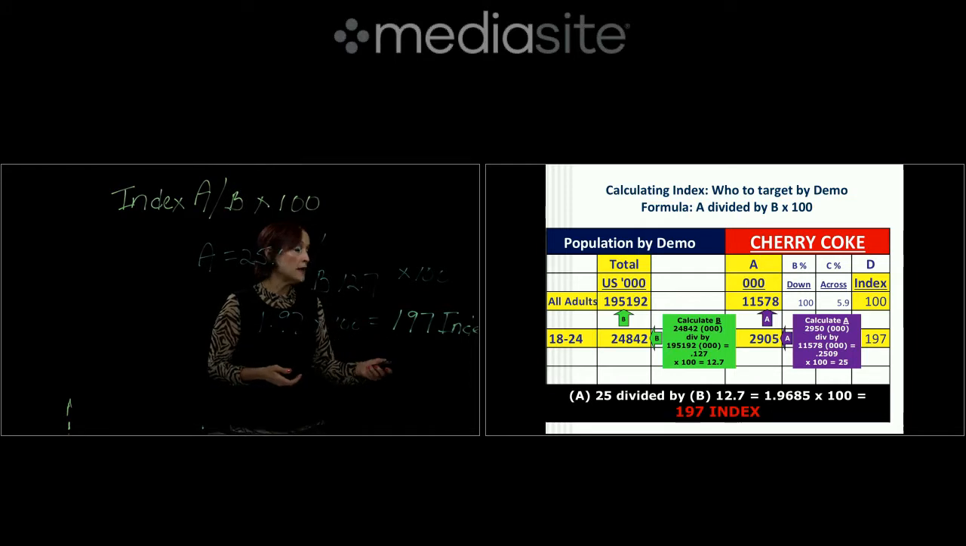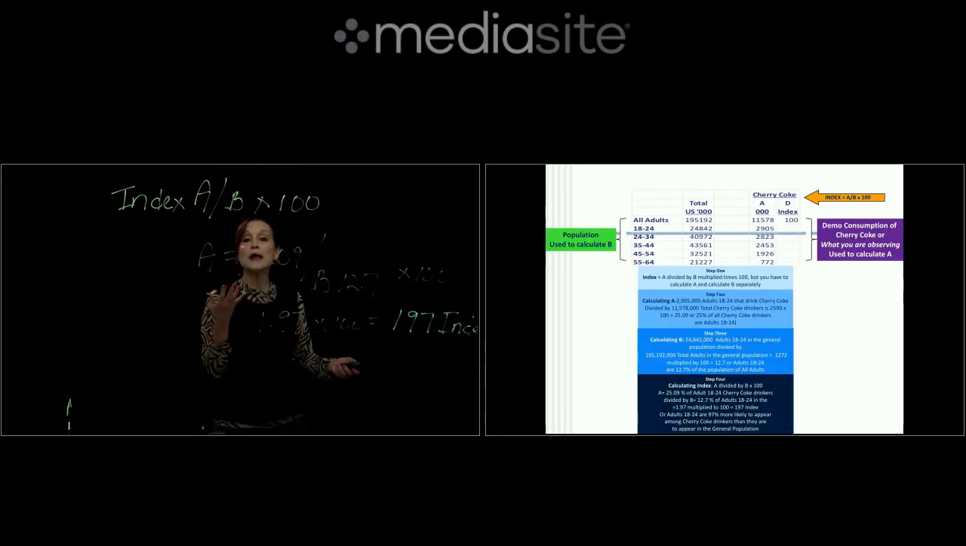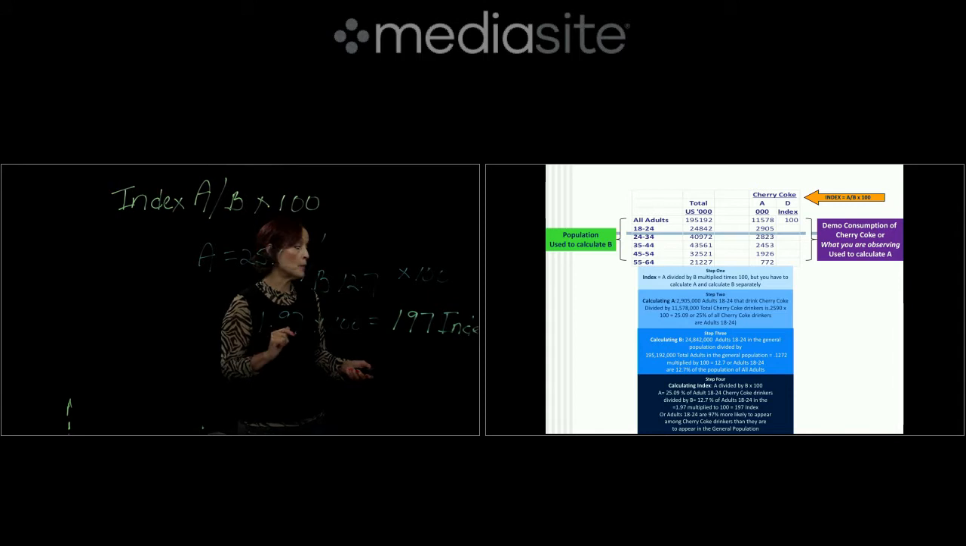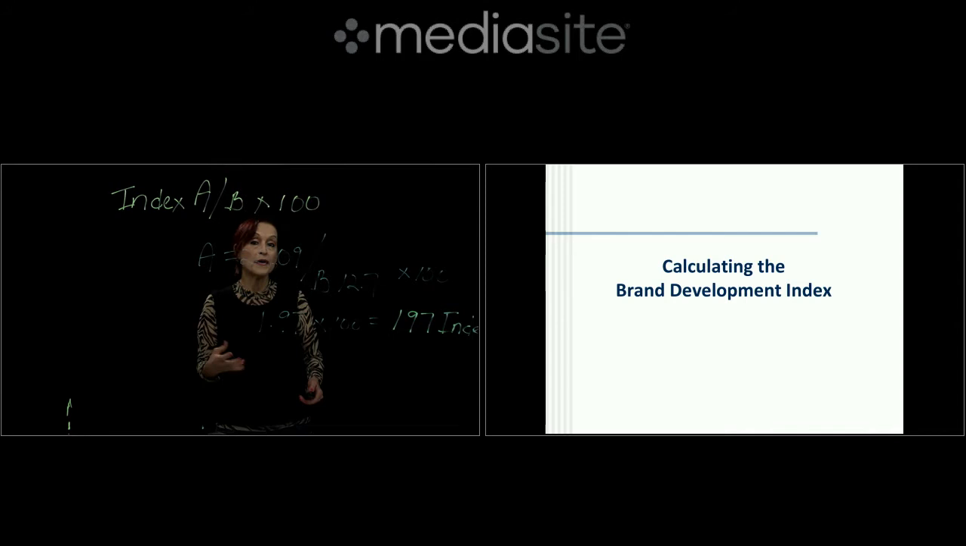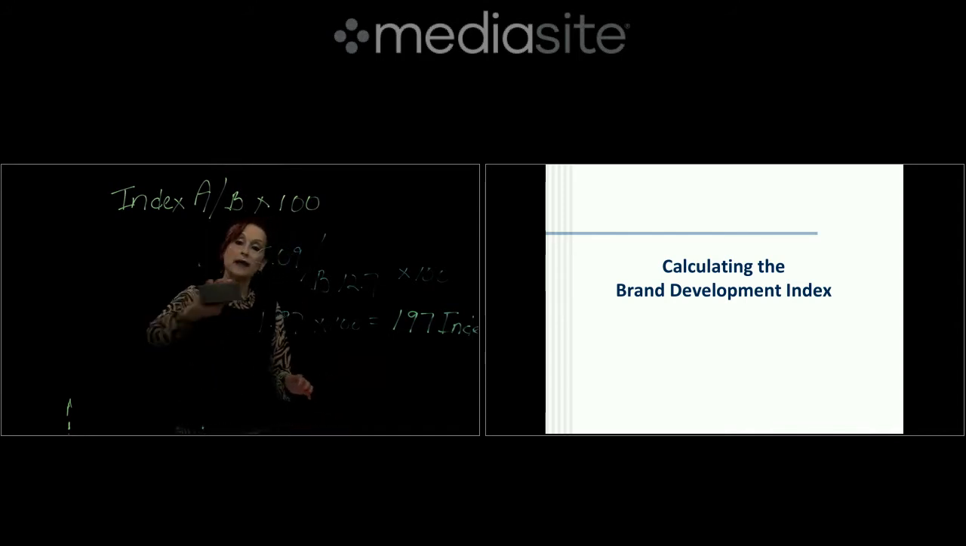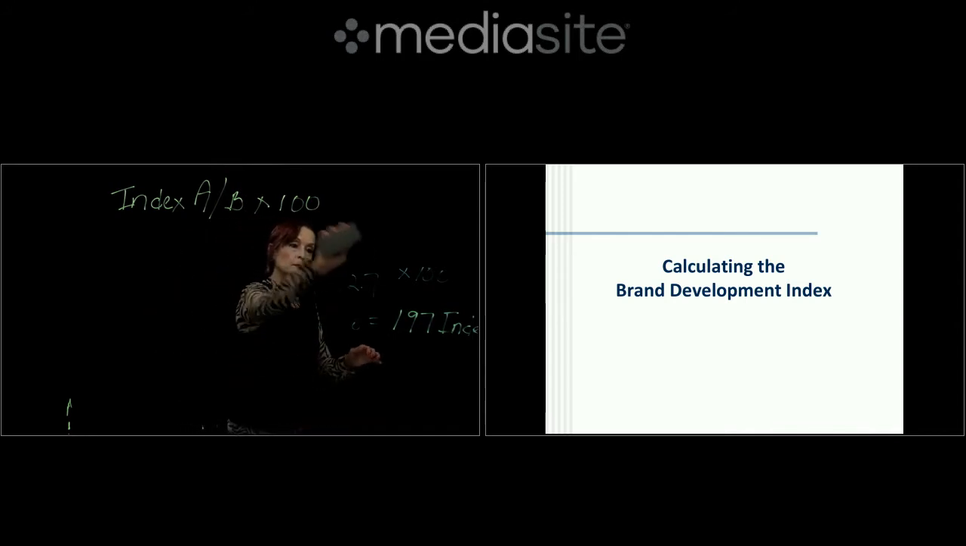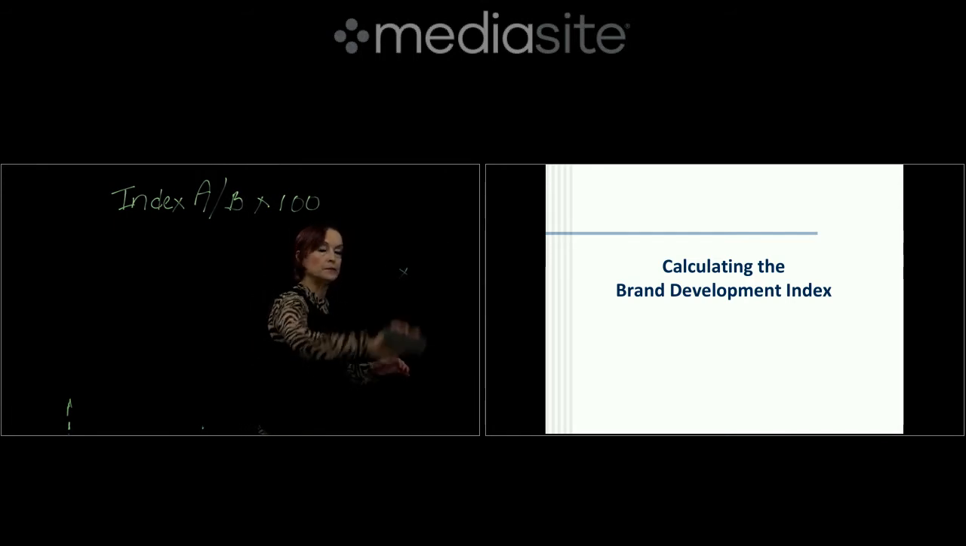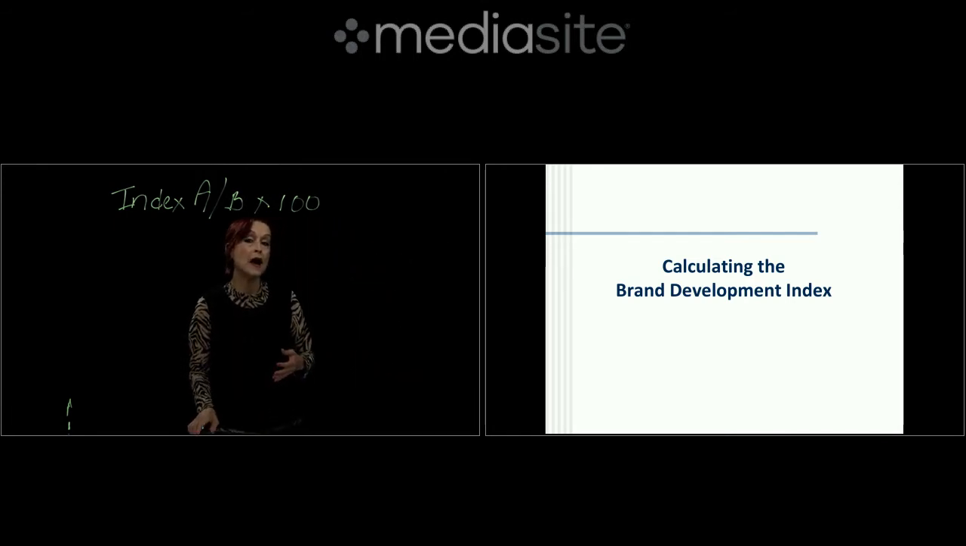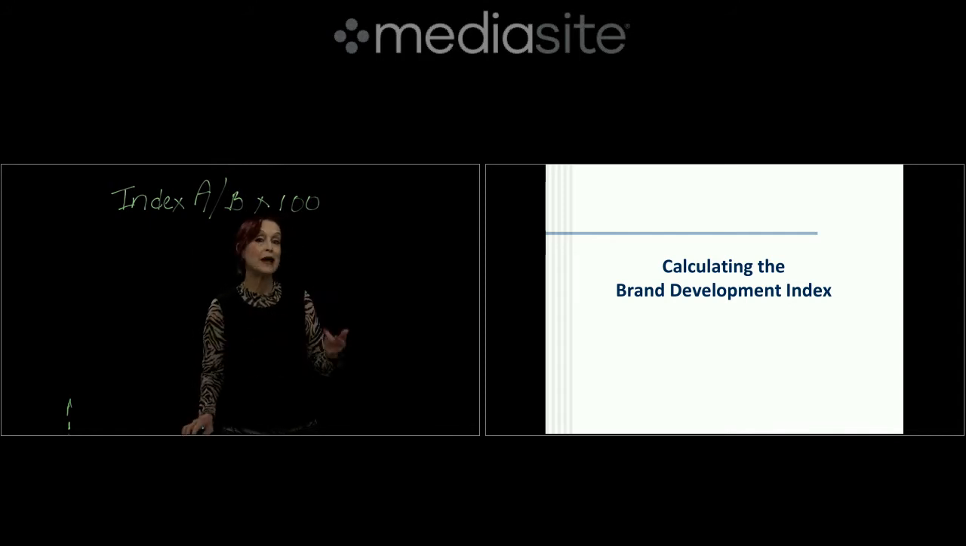Now, these slides here are to make sure that you understand the steps to calculate A divided by B, divide the results, and multiply them times 100, but you have to understand the numbers first. So now let's go with another example. Let's go now with what is called the Brand Development Index. And again, in this case, it's using geography.